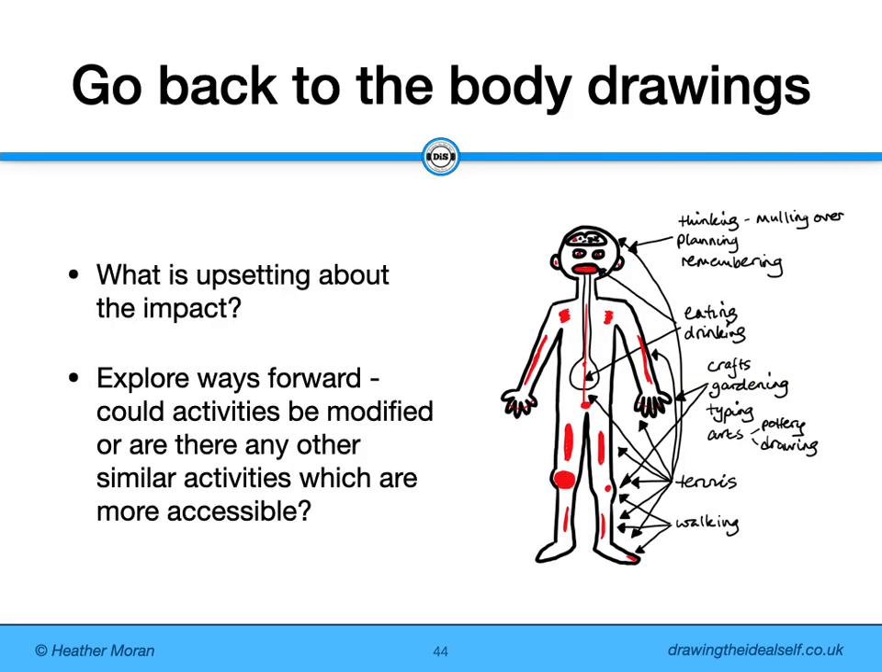So we started from looking at a person's body and why parts might be bothersome. We would then move on to thinking about, in terms of the impact of those things, what it is that's so upsetting. If we go right back to the beginning and look again at the body and the parts that the person noted and the things they did with them, the implications are that they won't be able to do some of those things. So we'd try and think about how we could explore ways forward from now.